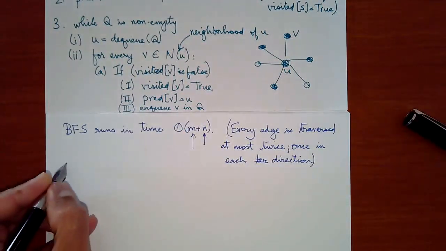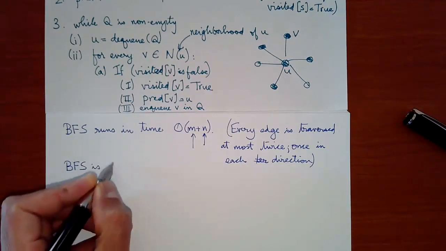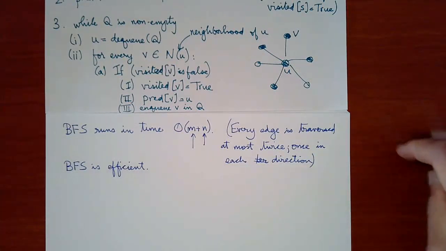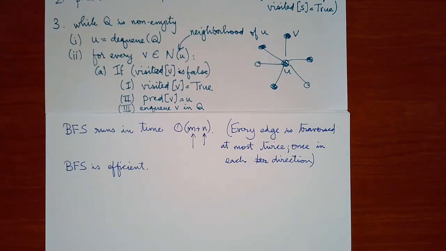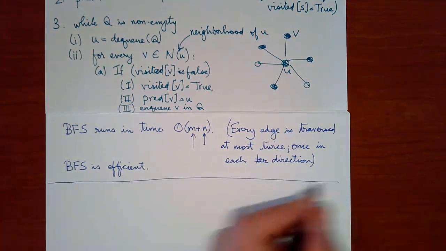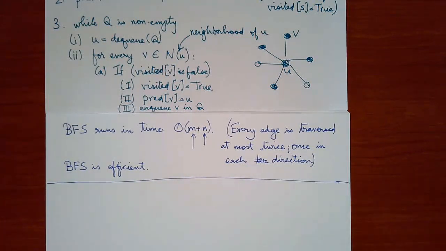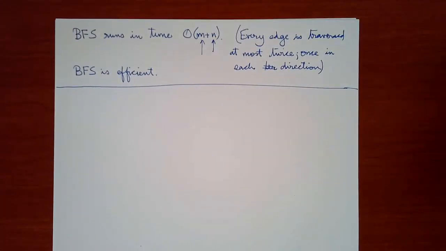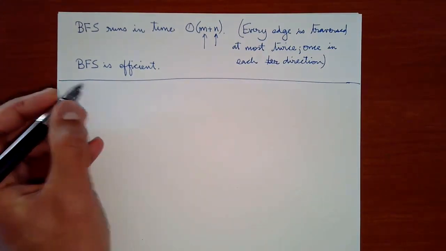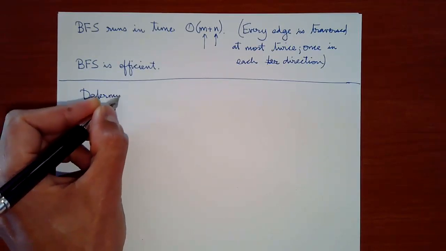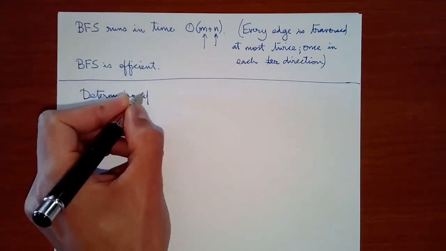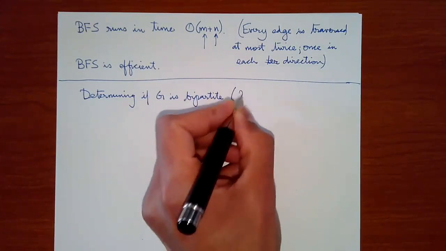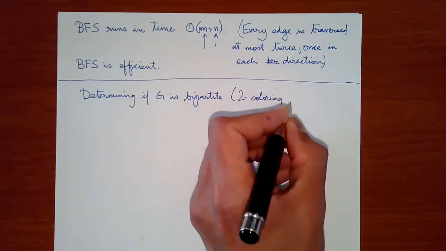So the whole point is that BFS is efficient. And my point about doing the primer for BFS is not just that we talk about existing algorithms, but that BFS can be used to solve more problems. Here's a classic problem that BFS solves. Using this, we'll even prove some interesting theorems in math. This is determining if G is bipartite. This is also called two coloring of a graph.